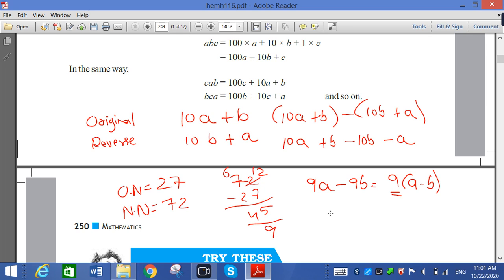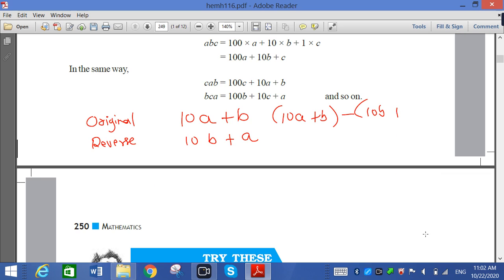You can take any number. If I take 64, now the reverse is 46. I have to subtract it. So 14 minus 6 is 8, and here 5 minus 4 is 1. So 18 is divisible by 9. So that is the key related.